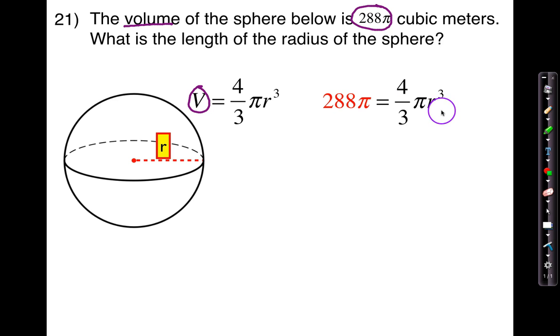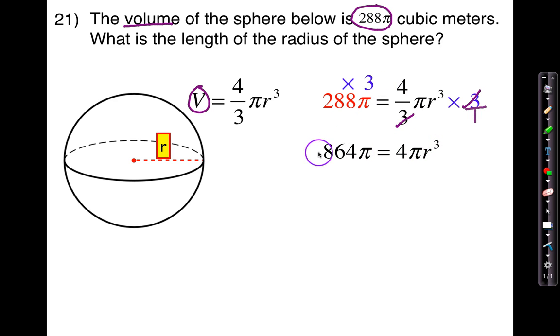Now, the first step to solving for r would probably be for me to get rid of this fraction. And yes, a lot of you would read this as 4/3, but a better way in this case might be to read it as 4 divided by 3, because then I can see in order to get rid of divided by 3, I'm going to have to do the inverse, which is to multiply by 3. So I'm going to do that to both sides. Here you're going to see if I put this over 1, the 3's will cancel each other out, which will leave me with 864 pi equals 4 pi r cubed.